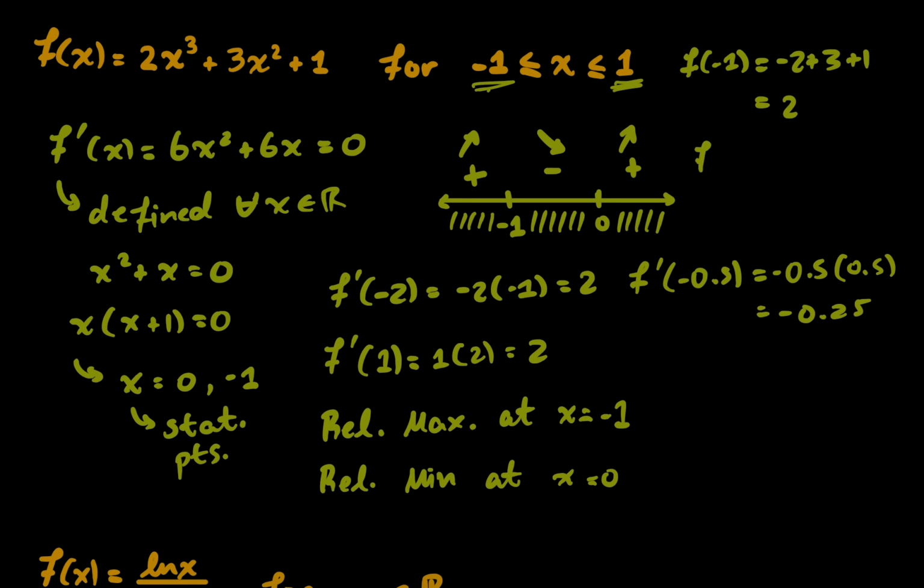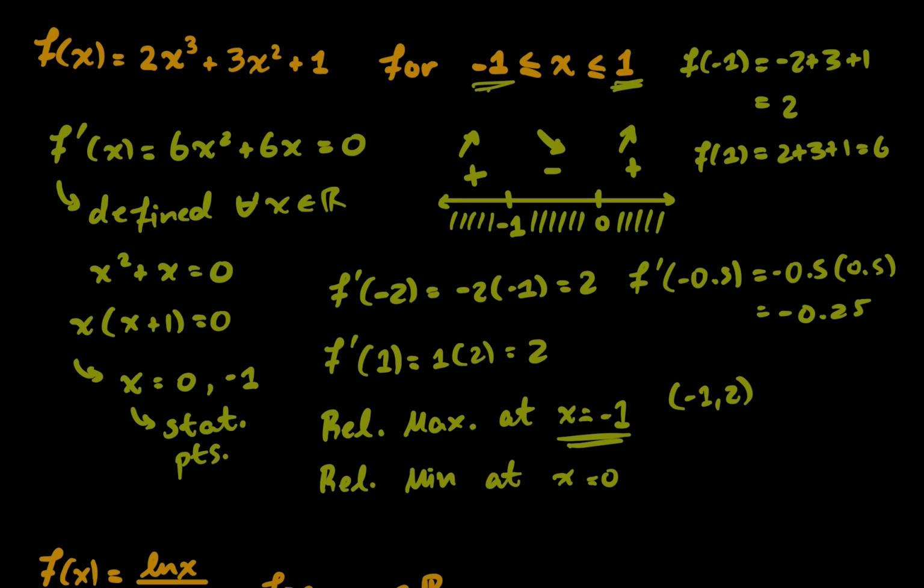And then f of +1, that's the other endpoint, right? So we're going to get 2 plus 3 plus 1, which is equal to 6. And so we know that at the endpoints of the interval, we're at 2 and we're at 6. Now let's test the value of the function at our critical points. One of our critical points is x equals -1, and we already know that we have the point (-1, 2) as one of our relative maximum points. But we immediately know that this is not going to be a global maximum point.